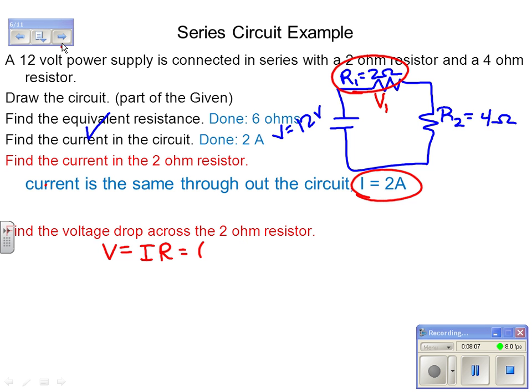Ohm's law again. So we find out that 4 volts dropped here. And if you know that the power supply is 12, you can now figure out that the voltage drop here is 8 volts because these two have to add up to 12.